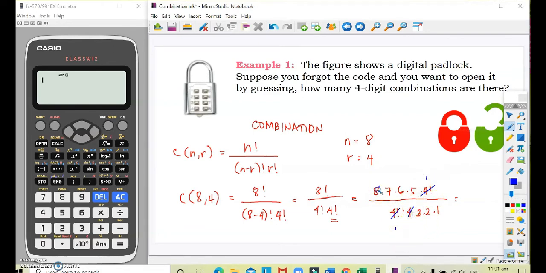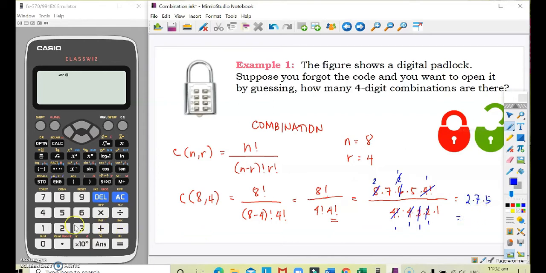We can cancel 4 and 8. That's 2 and 1. We can cancel 3 and 6. That's 2 and 1 as well. But we can still cancel 2 with any of the 2 there, but I prefer canceling that. So that's 1 and 1. So the denominator is already 1. That means we're left with the numerator of 2 times 7 times 5.